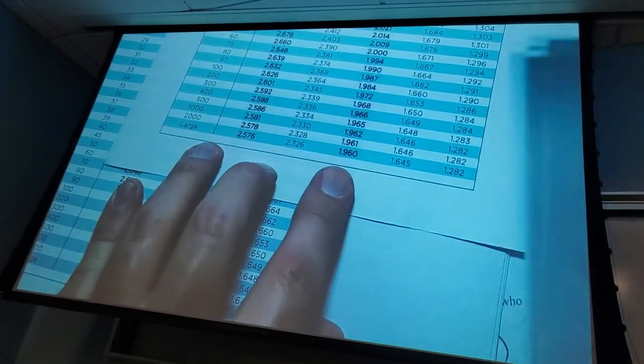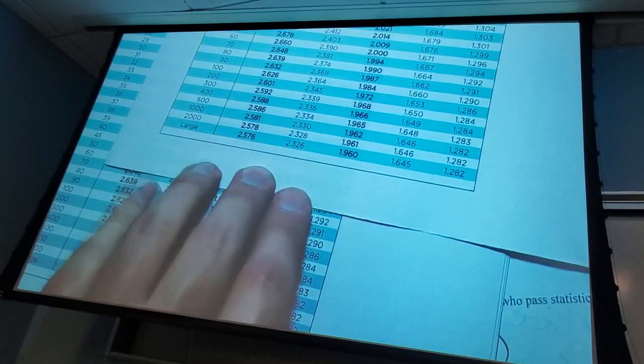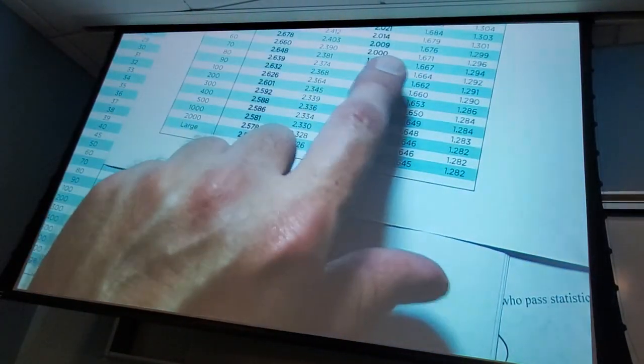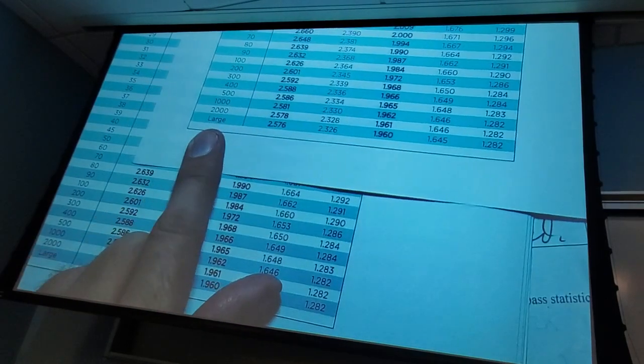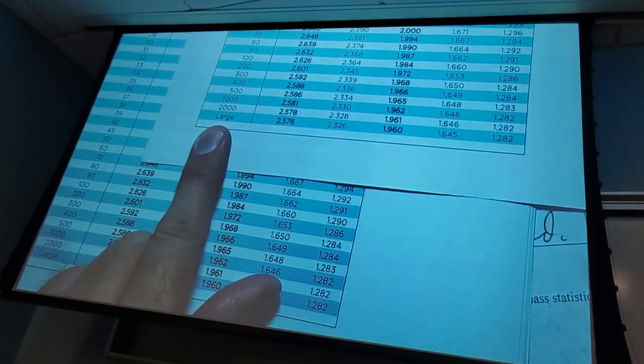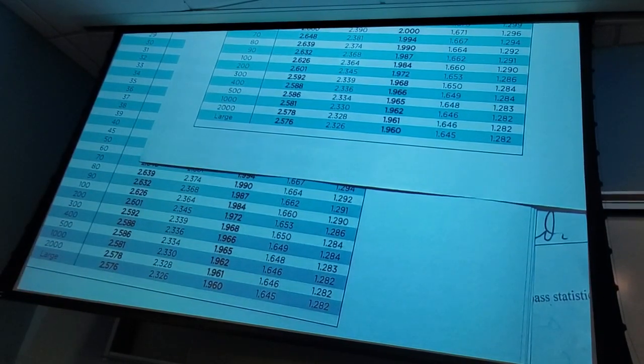A t-score covers me for when I use S and I don't know if it's really close to sigma. The bigger my sample is, the better I feel that my S is close to sigma. So when it's really large, and I love that word, why do they use large? Why don't they say 3,500? Because it depends on how precise you need to be. They're like, whatever large means to you, right?